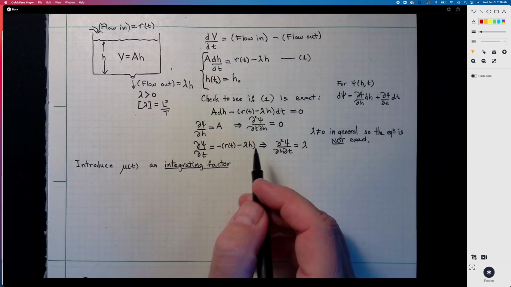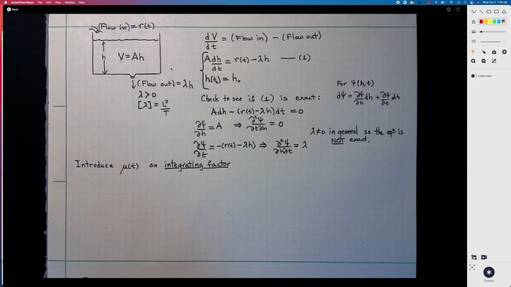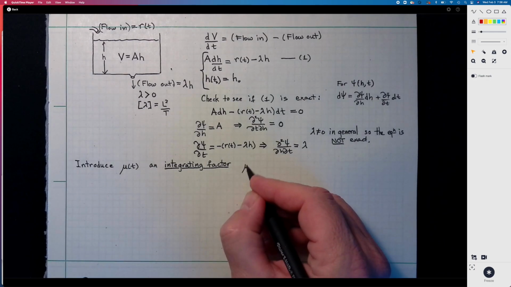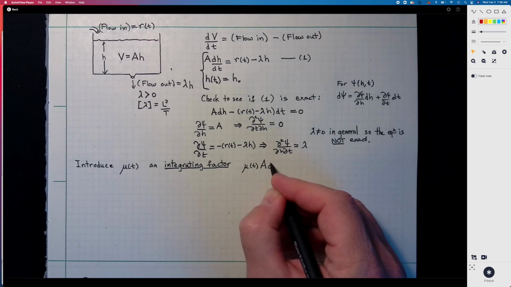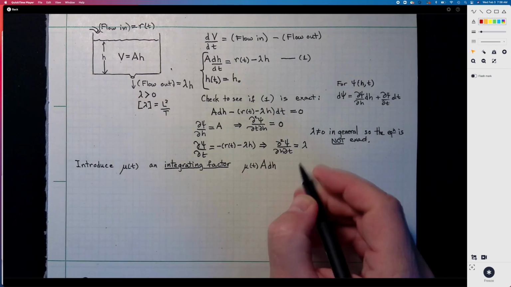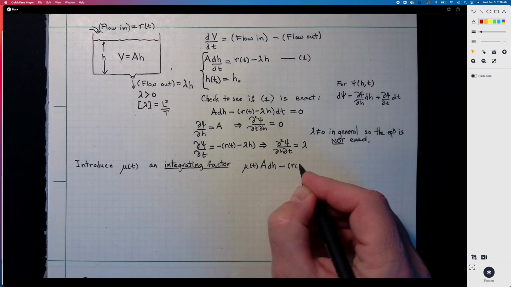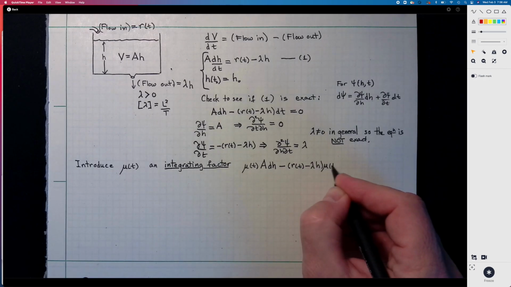And we multiply through the equation, and we're going to see what conditions we can derive on mu to make the equation exact. And what we get is mu of t a dh minus (r of t minus lambda h) mu of t dt has to be 0.